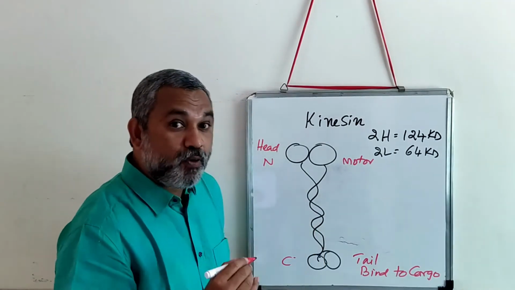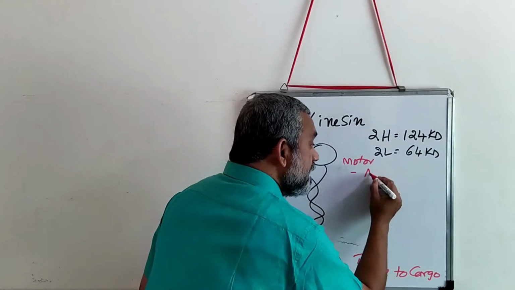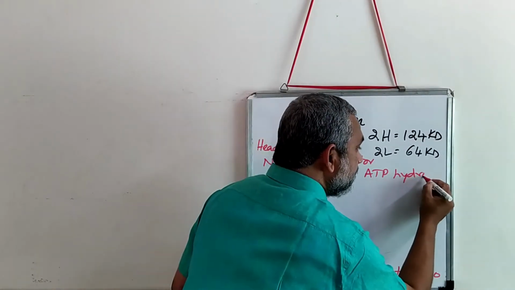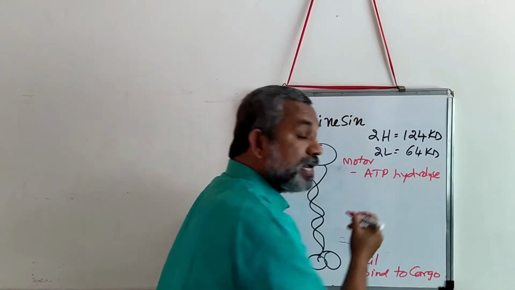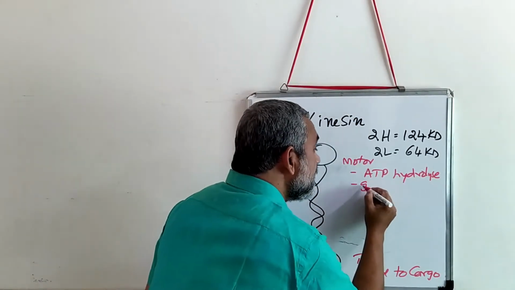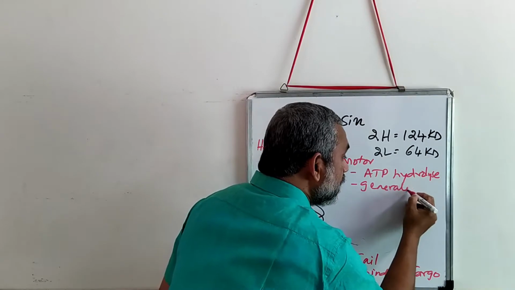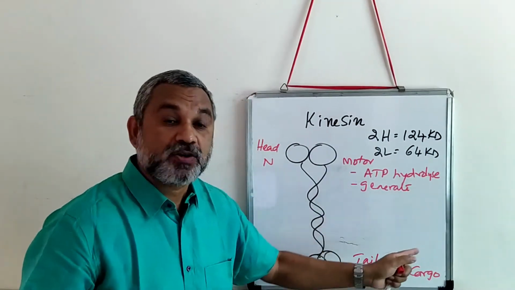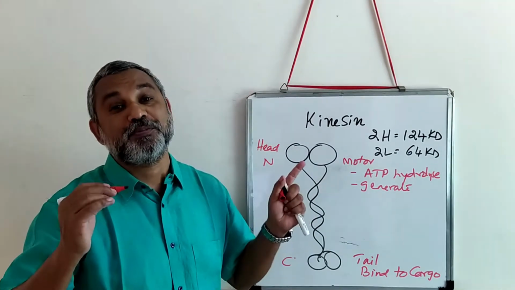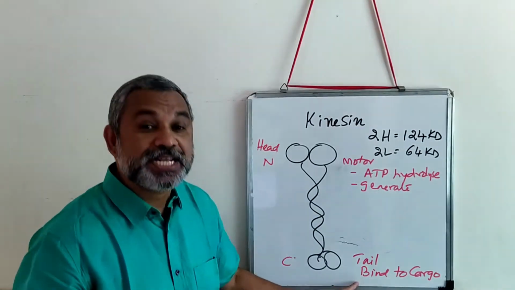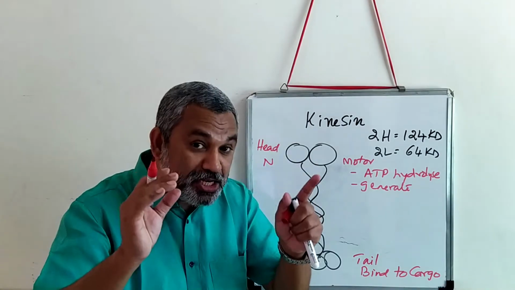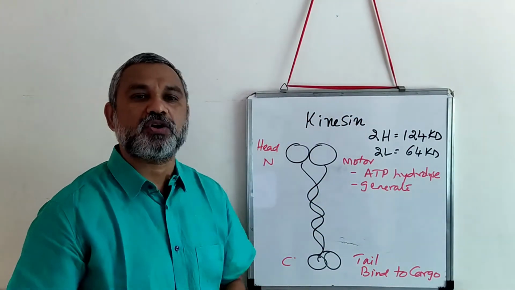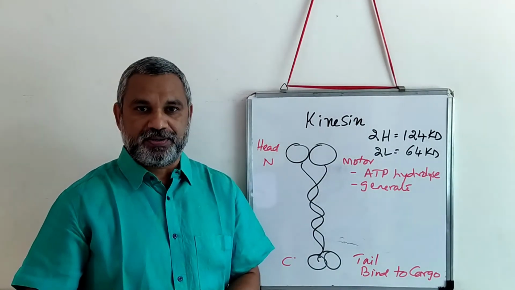Now, the motor portion also has ATP hydrolyzing capacity. It can hydrolyze ATP and it can generate force. These are the functions of the motor region, whereas the tail region can bind to a cargo molecule. This is the basic structure of a kinesin molecule.